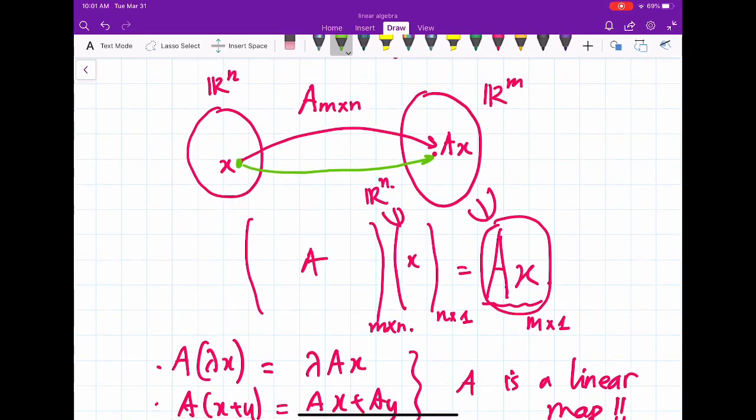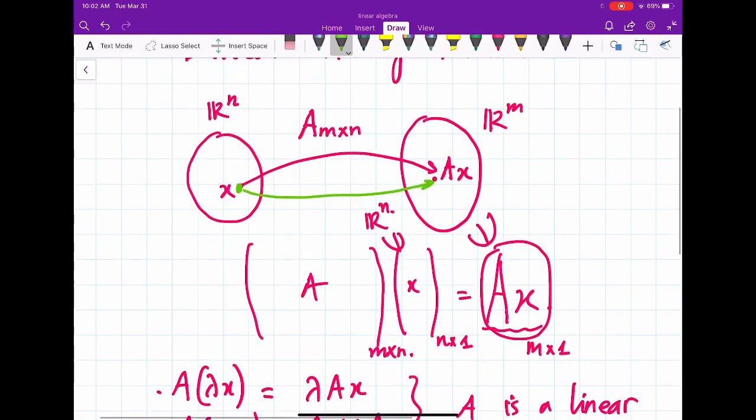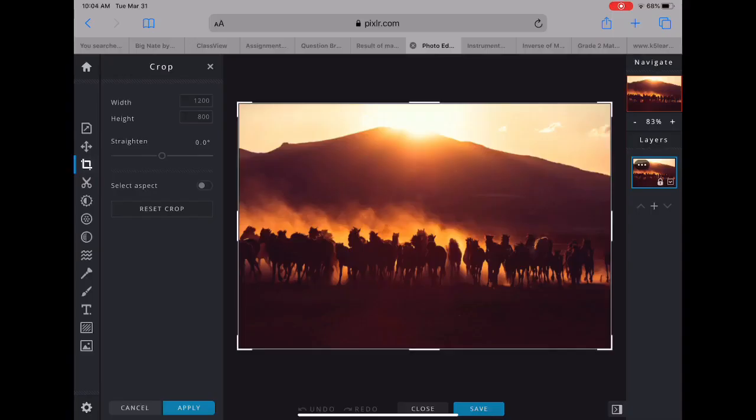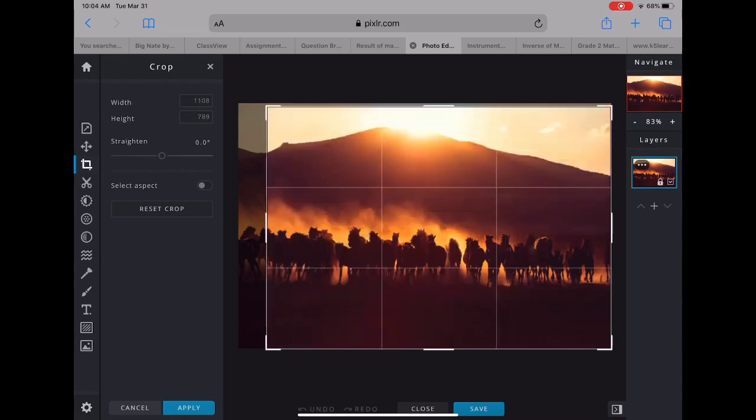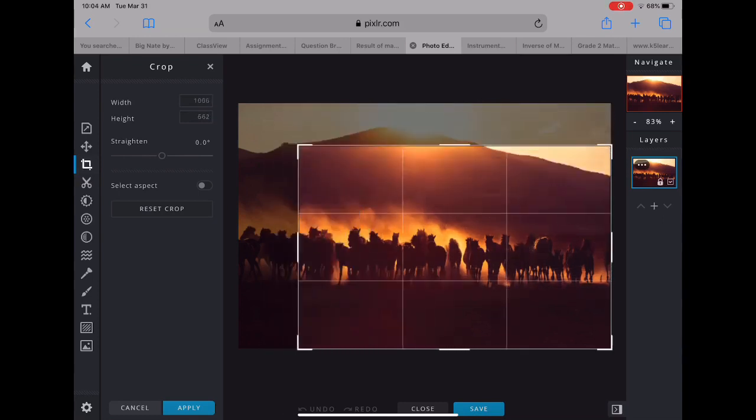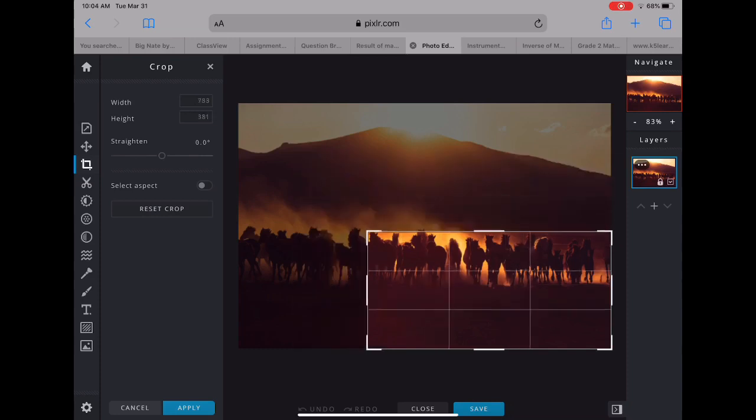In this situation, we have different spaces, Rn and Rm. If you consider Rn to Rn, it means the matrix A is square, so you have a linear transformation in the same space. Let me show you one picture. This is a program, Photoshop Online. All right? I have a picture right here. I want to change the photo like this. I'm doing some linear transformation.